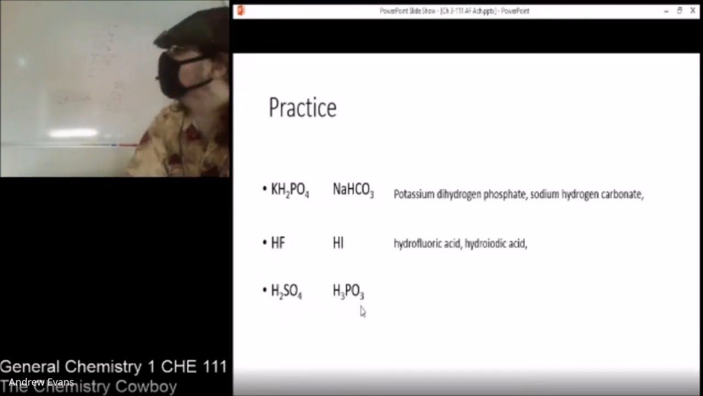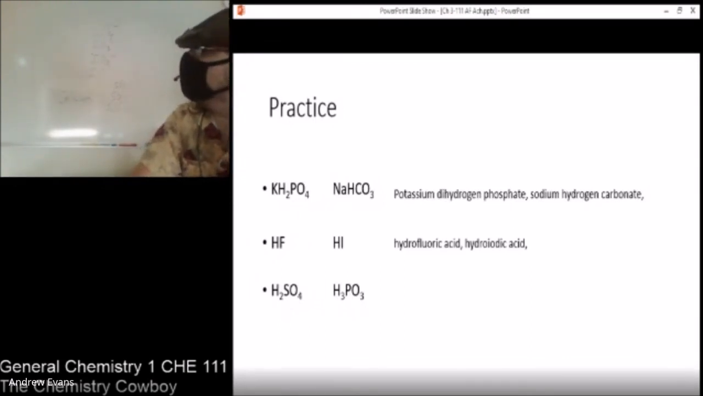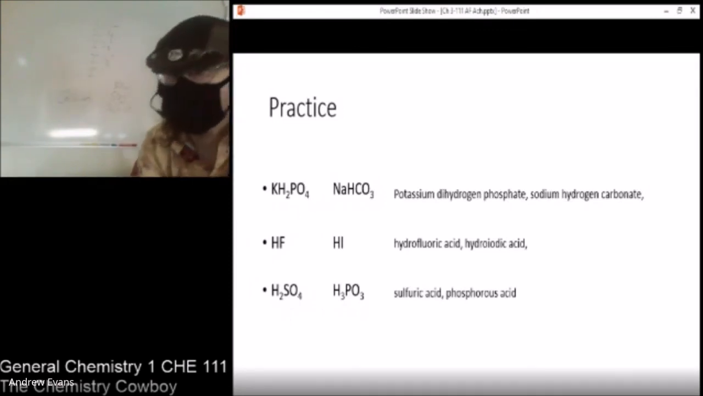Let's say PO3, okay. So PO3 is phosphite, so H3PO3 would be phosphorous acid. Phosphorous acid.